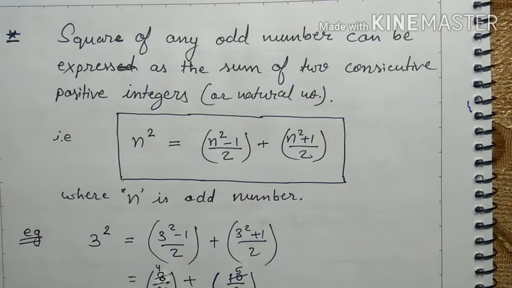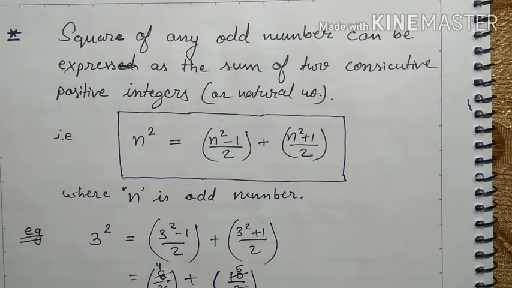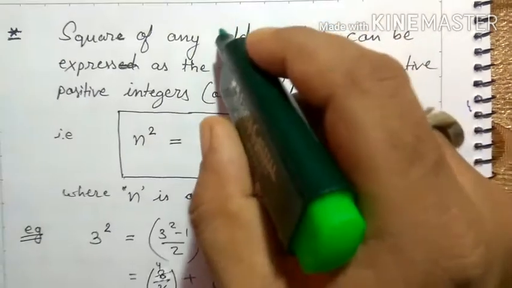Welcome back, dear student, to the fifth module of squares and square roots, in which we are going to learn a few more patterns in square numbers. So the first one is the square of any odd number.